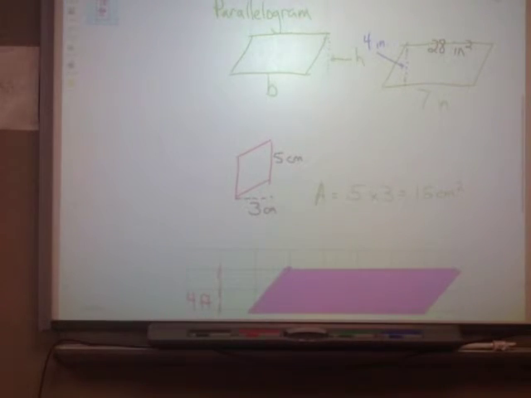To the right of that in green, I wrote out the formula, area equals 5 times 3, and my area for that parallelogram is going to be 15 centimeters squared.